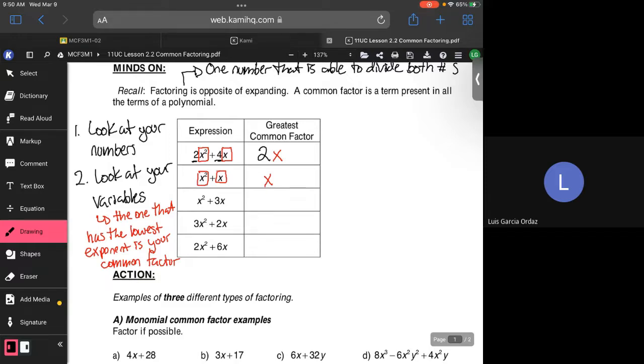So now the next one I have is x squared and 3x. Any variable that doesn't have a number in front of it is automatically 1. So what's the biggest factor between 1 and 3? 1, right? Because if I say 3, when I take 1 and divide it by 3, I get a decimal, and I don't want that to happen. So when we have a common factor of just 1, I don't have to write it out. Now let's look at my variables. What is my greatest common factor between x squared and x? Just x.